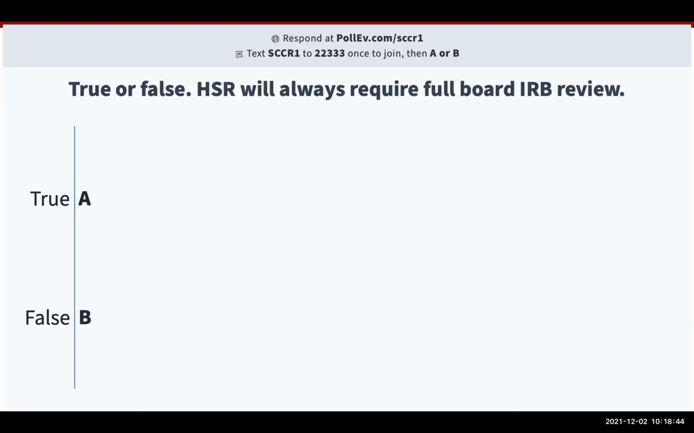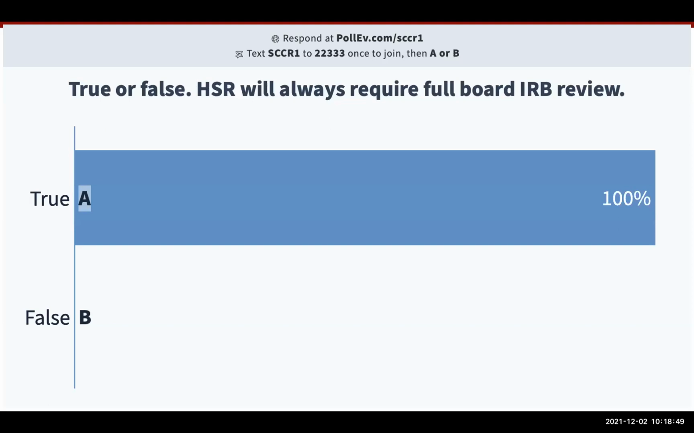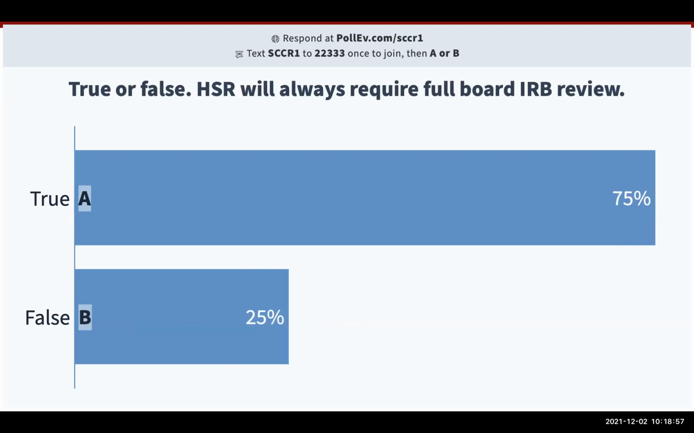True or false? Human subjects research will always require full board IRB review. We didn't have time to go over the IRB review, but it's a good question to know the answer to. So this is false. Human subject research will not always require full board review. It depends on the study. There's some information in those slides, but the answer is false.